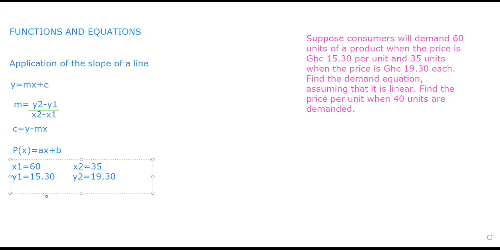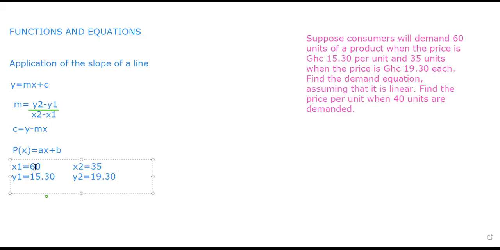So I hope you all understand. P is in the place of Y, so your price is your Y and your X is your unit. So suppose consumers would demand 60 units of a product when the price is 15.30 and 35 when the price is 19.30. So our X1 is 60, Y1 is 15.30. Then X2 is 35, Y2 is 19.30. So this is the information that you need to solve this particular question.